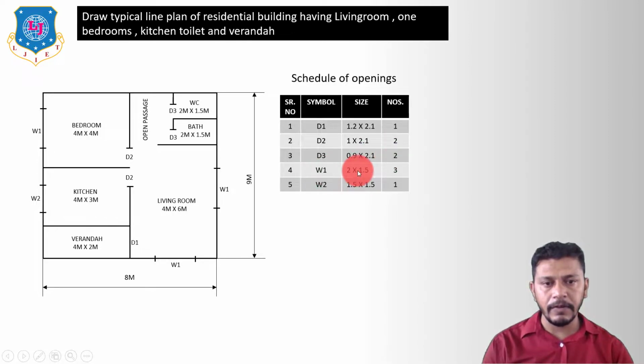Next, W1 type windows have a size of 2 meter into 1.5 meter, and the number of this type of windows is 3. So here we have taken W1, W1, W1. Now W2, which we have used in the kitchen, has a size of 1.5 meter into 1.5 meter, and the number of this type of windows is 1. So like this we can draw the typical line plan of a simple residential building by showing the schedule of openings of the doors and windows.